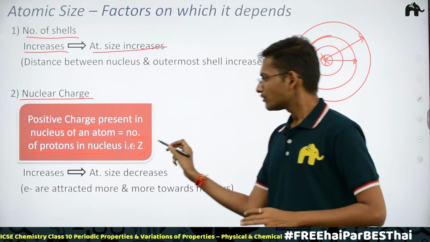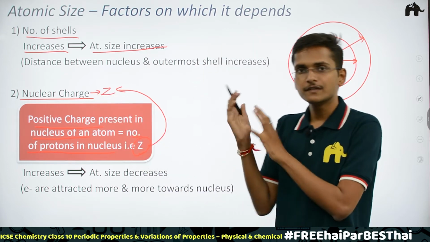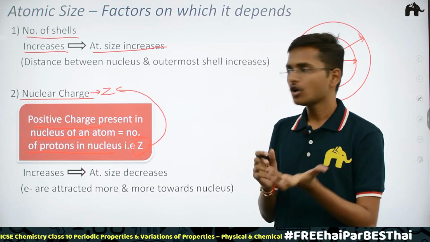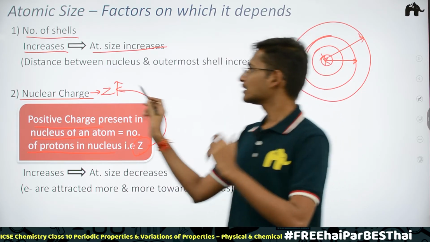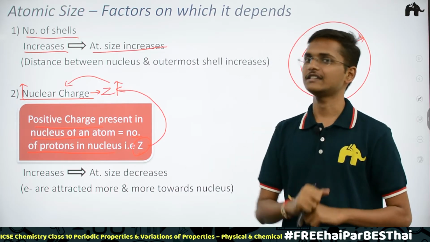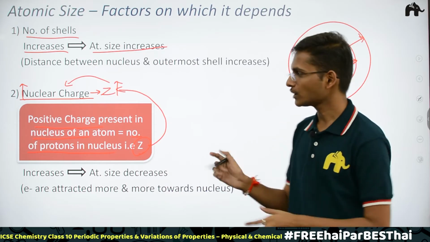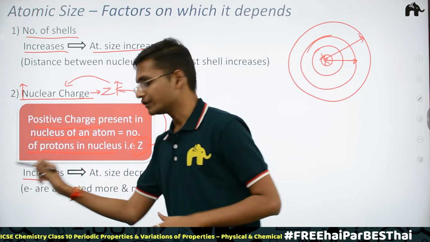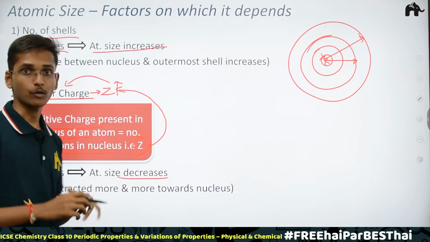So now we have correlated nuclear charge to the atomic number, because in the next discussion of the periodic properties, if you observe an increase in the atomic number, then you can clearly correlate that yes, nuclear charge is also increasing. Because nuclear charge and atomic number are the same thing for us. Now let's see what happens when nuclear charge increases. When nuclear charge increases, atomic size decreases. Oh, yes. Now let's see how.